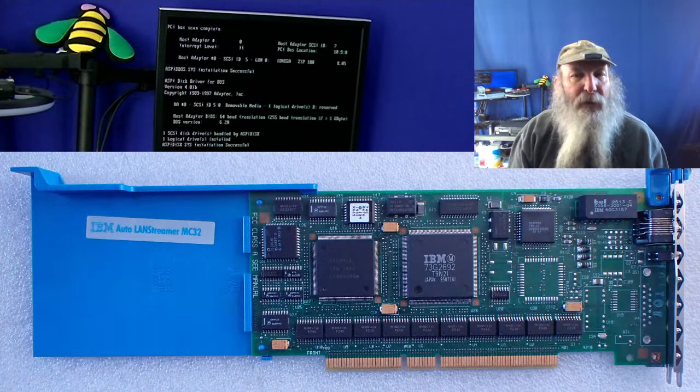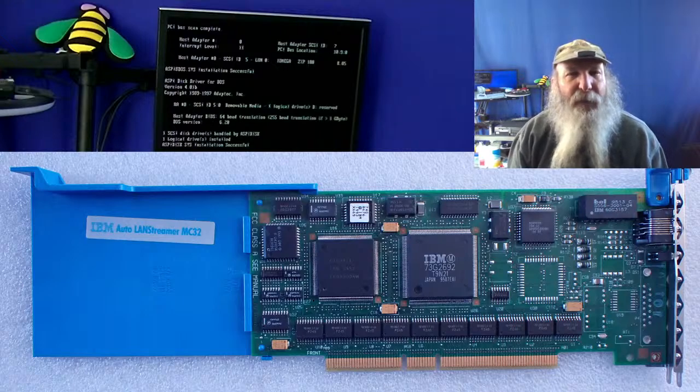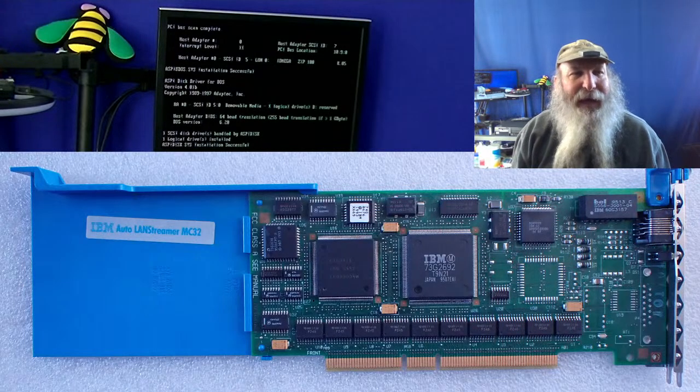It came out truly that you could get about 13, 14 megabit per second tops out of that. And then IBM had a Micro Channel adapter for the RS/6000 that was 100 megabit per second as well, but it hasn't been adapted over to the PS/2 side.